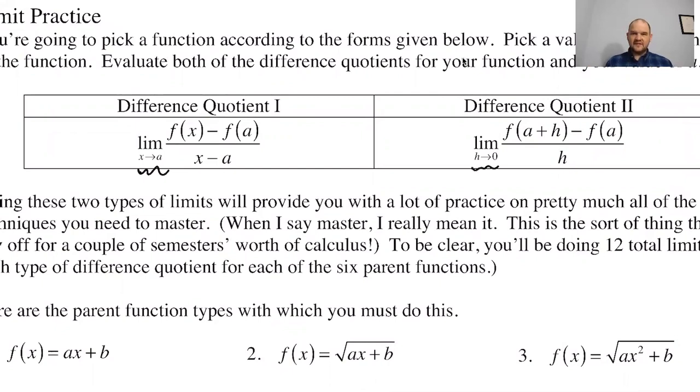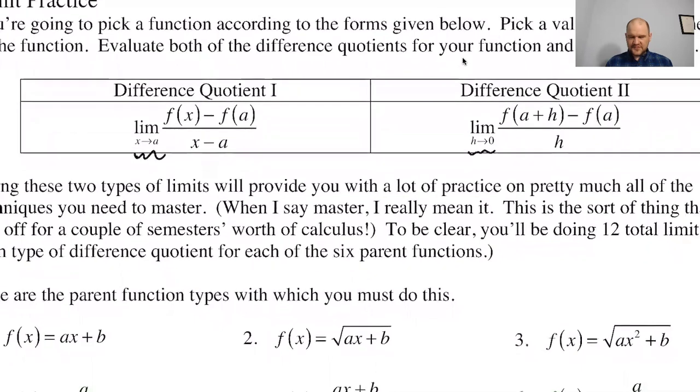So there are two different things. The one with h is a little more common. The one with x approaching a is actually usually a little faster. But you'll see for various reasons we use the other definition. Difference quotient 2 is like 95% of difference quotients.